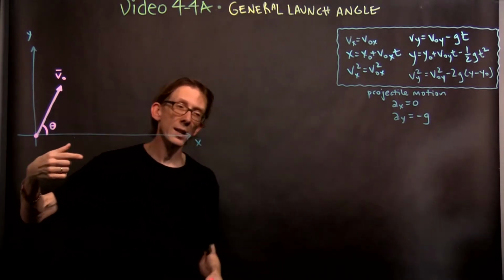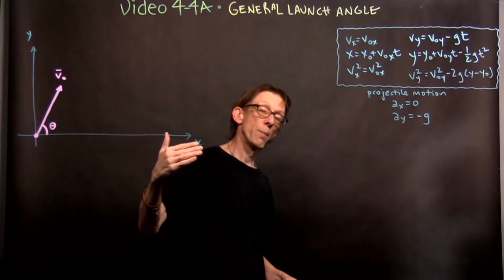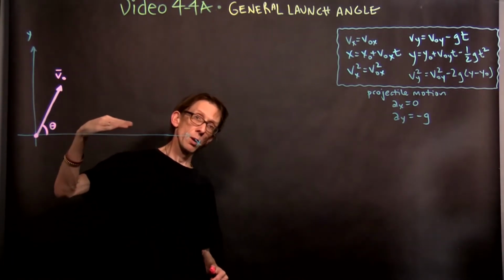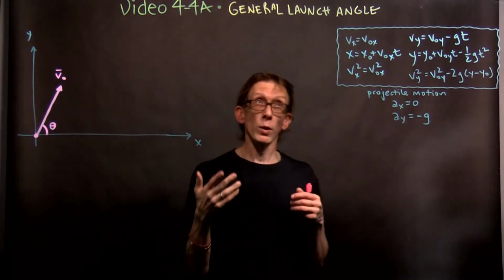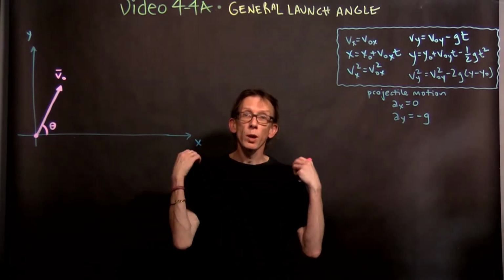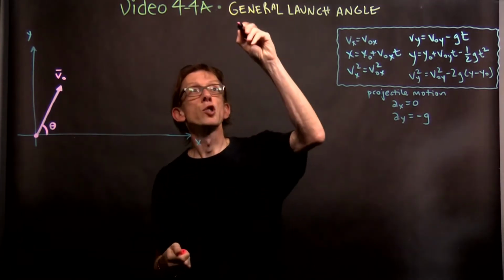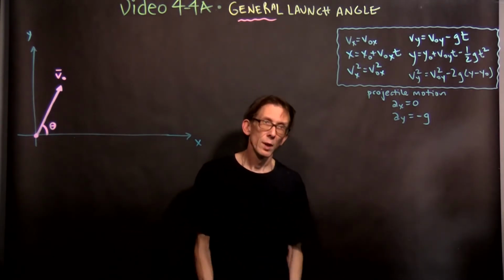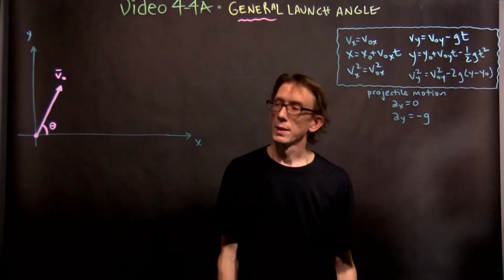In both those cases, the projectile, in the first case the car, in the second case the baseball, were launched horizontally, right? And we called that a zero launch angle. But now we're going to generalize, which means we're going to make the case a more general case, and talk about a general launch angle. Okay, so what does that mean? General launch angle. Well, it means this.